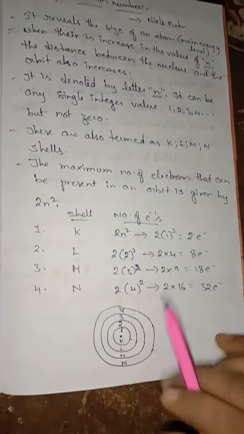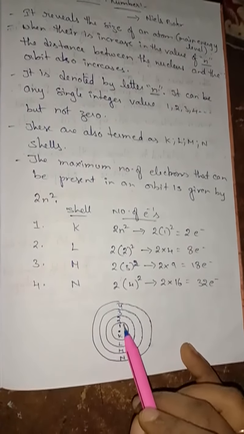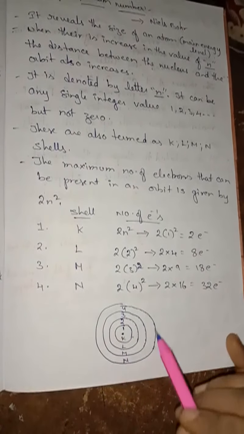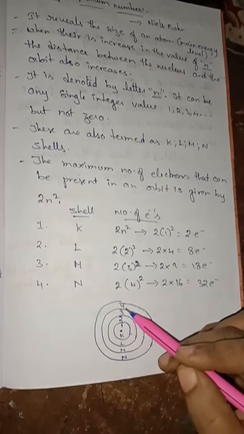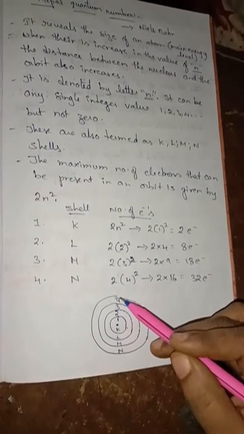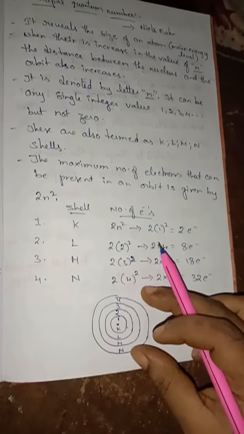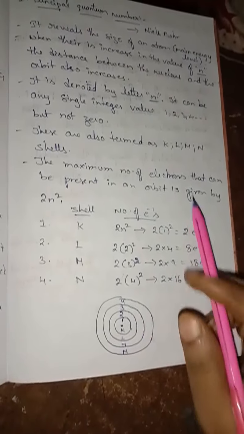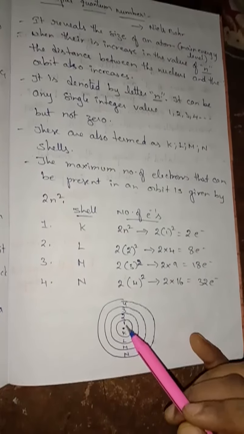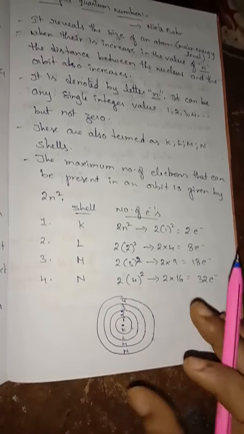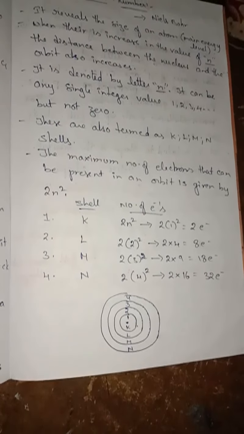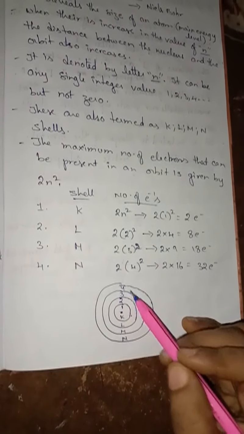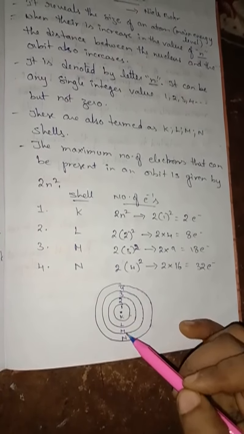When there is an increase in the value of n, so n equals 1, 2, 3, 4, the distance between the nucleus and the orbit also increases. If the number of shells increases, the distance between the nucleus and the outermost shell increases. It is denoted by the letter n, and it can be any single integer value, that means 1, 2, 3, 4, but not 0. They are also termed as K, L, M, N shells. So here I have taken 1, 2, 3, 4 shells, which can also be called K, L, M, N shells.